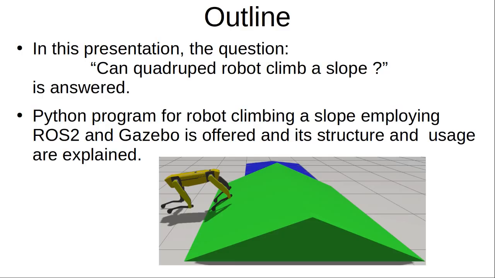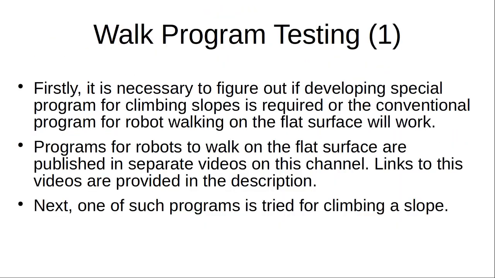Robot conquered the slope and now is descending back to the ground plane. In this presentation, Python program for robot climbing a slope employing ROS2 and Gazebo is offered, and its structure and usage are explained. But first of all, it is necessary to figure out if developing special program for climbing slopes is required, or the conventional program for robot walking on the flat surface will work.